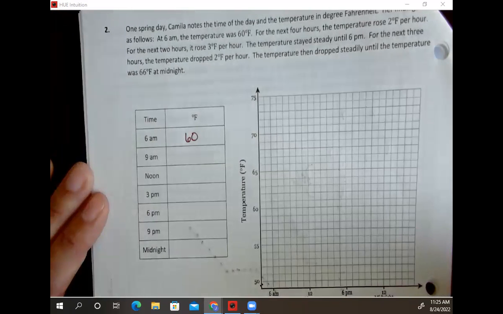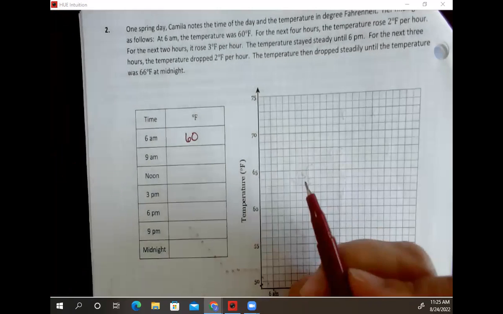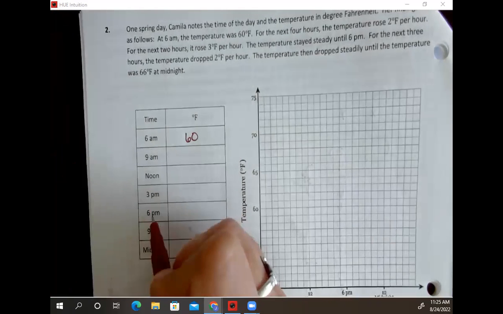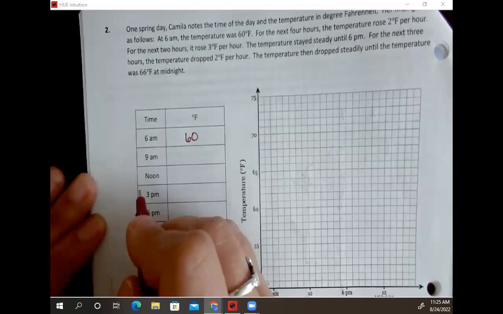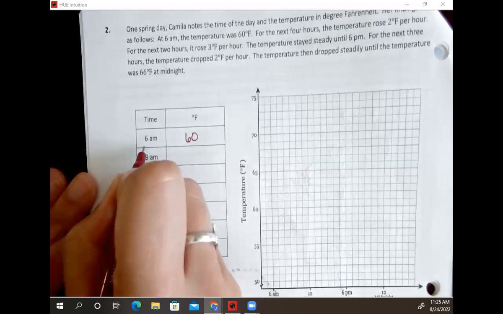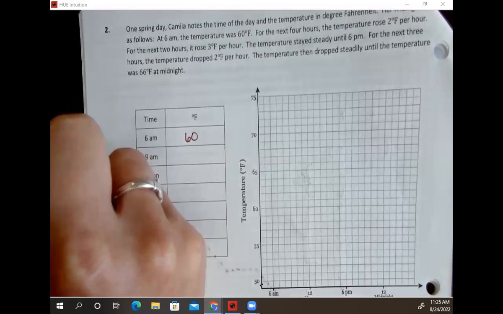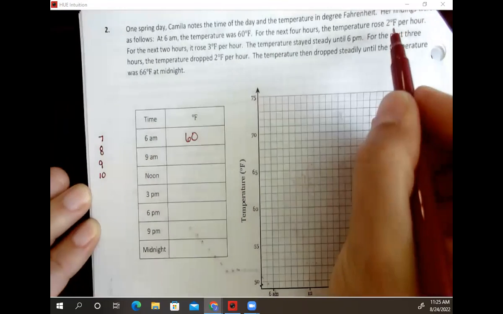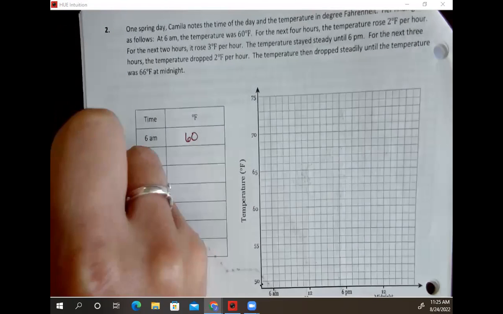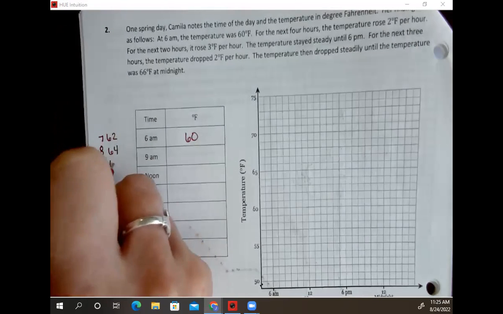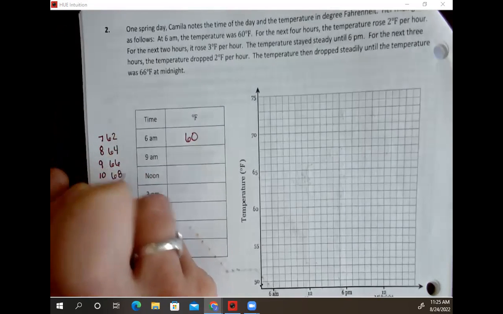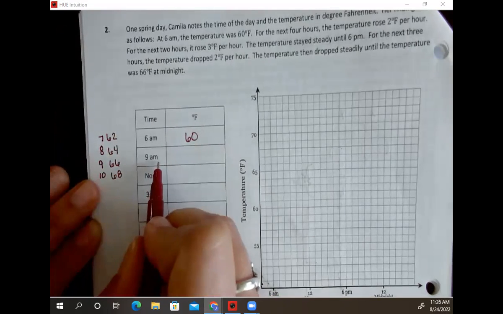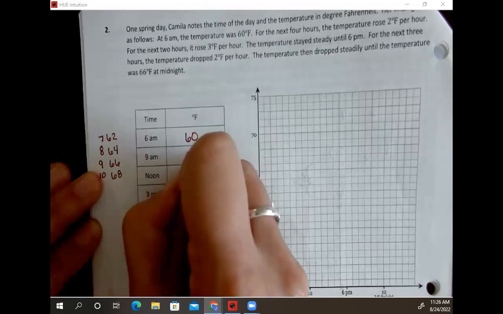Okay. For the next 4 hours, the temperature rose 2 degrees per hour. So this is a little tricky because I have an increase per hour, but I don't have all those values in my table. So I'm going to keep track of those off to the side. So for the next 4 hours, so we're at 6 a.m., so 7, 8, 9, 10. The next 4 hours, we rose 2 degrees per hour. So I would be at 62, 64, 66, and 68 degrees. I do have 9 a.m. in my table, so I'm going to go ahead and copy that value over.